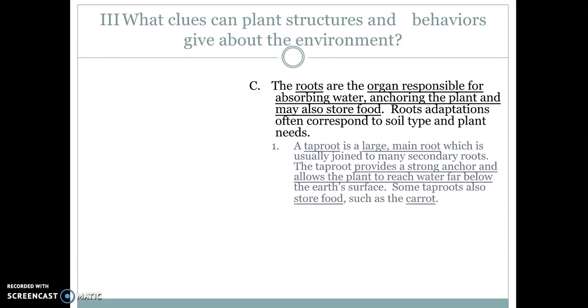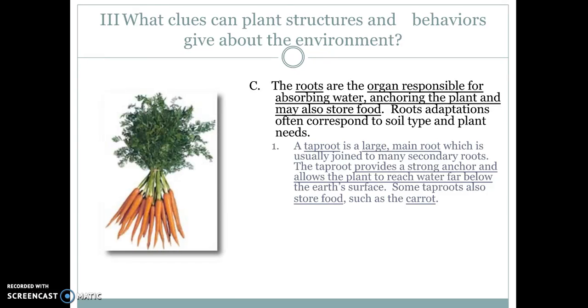A taproot is a main large root. It's usually joined to a couple of secondary roots. These provide a strong anchor and allow the plant to reach water far below the Earth's surface. Some taproots are able to store food, such as the carrot. If you think about it, a carrot is actually a root.